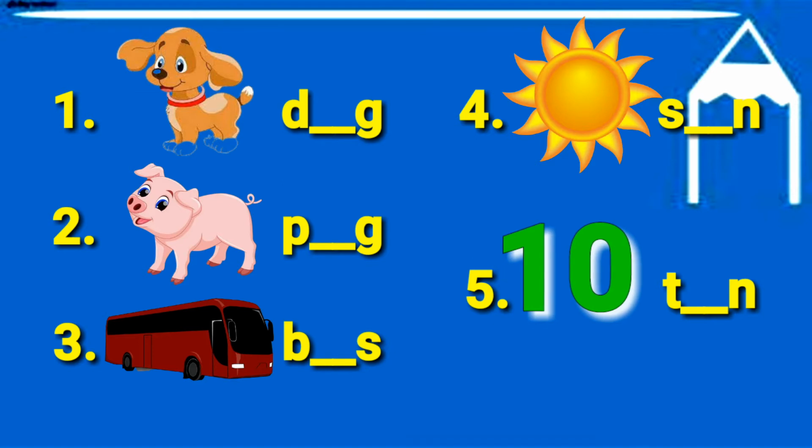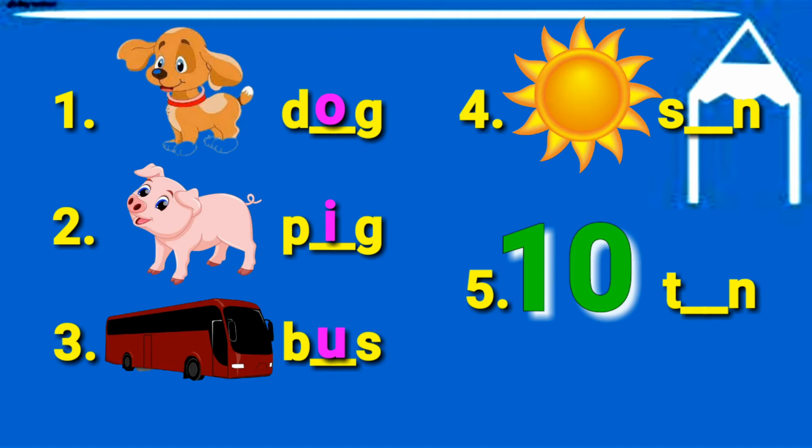Let's answer. Number 1. What's in the picture? It's a dog. Yes, so the missing letter is letter O. That's correct. 2. The picture is a picture of a pig. So the missing letter is letter I. Excellent. How about number 3? It's a picture of a bus. Yes, that's correct. So the missing letter is letter U.